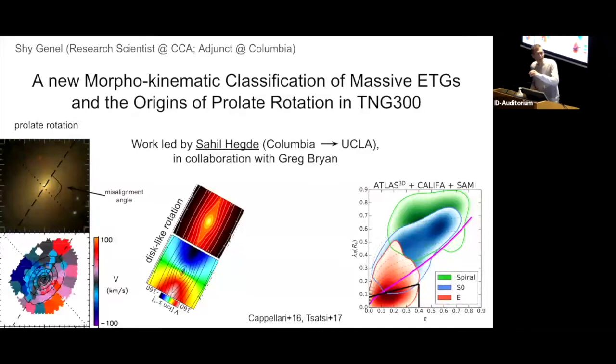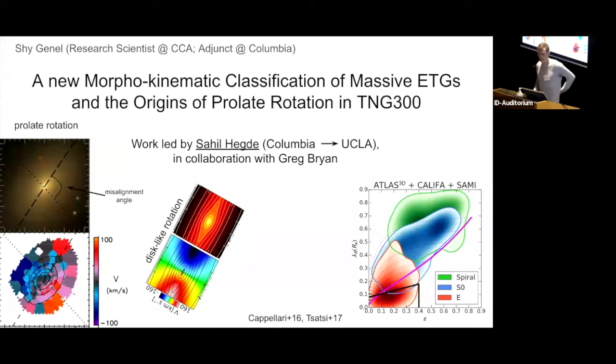Good afternoon. I'm a research scientist here at CCA and also an adjunct research scientist at Columbia. Generally, I study galaxy formation using large-scale hydrodynamic cosmological simulations. I've been in the core development team of projects like Illustris back then and CAMELS these days. But today I want to tell you about one specific project that was led by an undergrad student at Columbia that I worked on together with Greg Bryan over the past year and a half. This is Sahil Hegde, and he just started grad school at UCLA this fall.